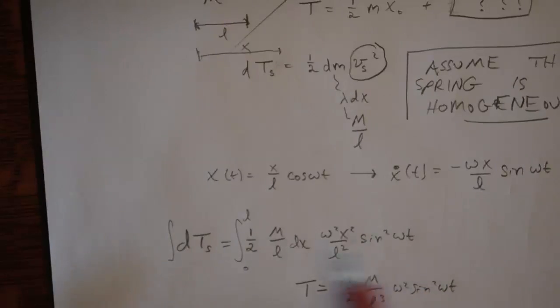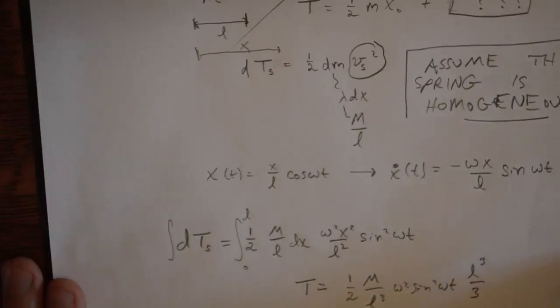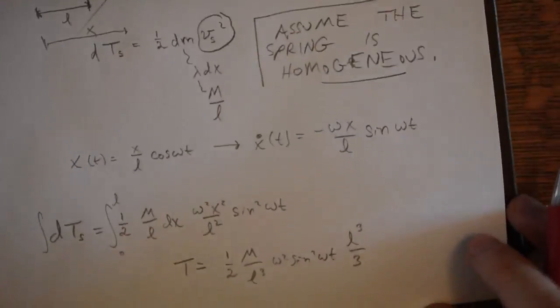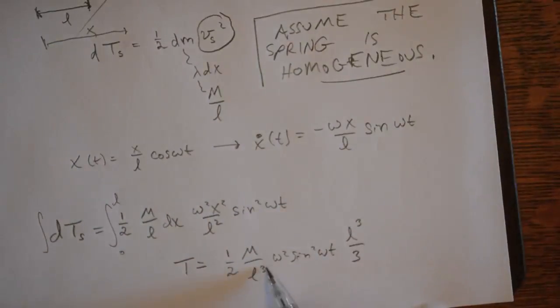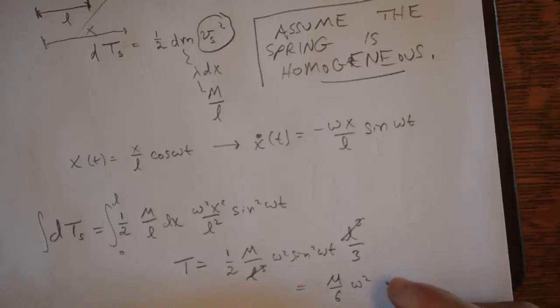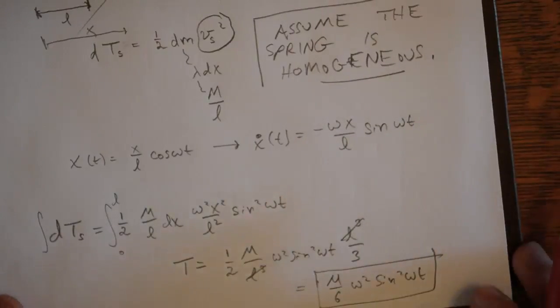Now we have the integral from 0 to L of x squared. Well, the integral of x squared is just x cubed over 3, and if we evaluate it at 0, we get 0, so that's negative 0. And if we evaluate it at L, we have L cubed over 3, so I'm just going to write times L cubed over 3. Right, and that's our full kinetic energy. Obviously the L's cancel, and we have a simpler statement, which is that it's M over 6 omega squared sine squared omega t, right? That's the kinetic energy of the entire spring.